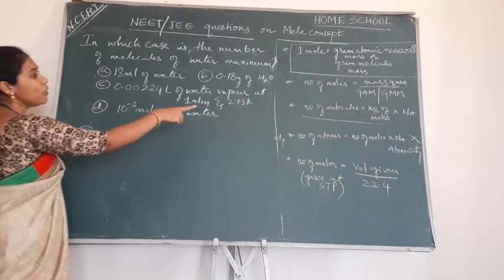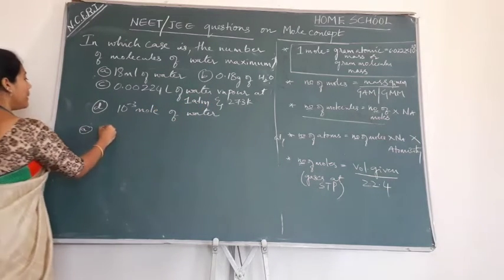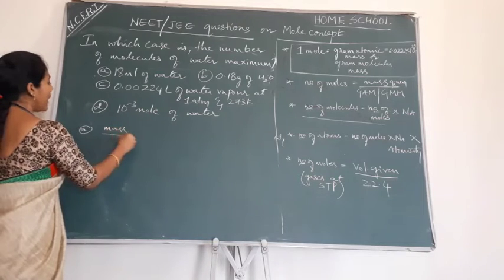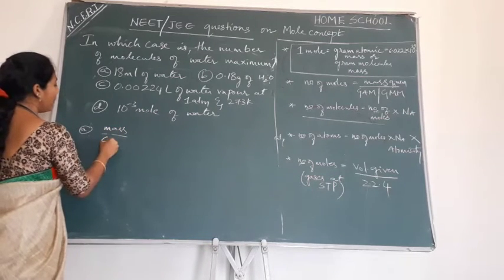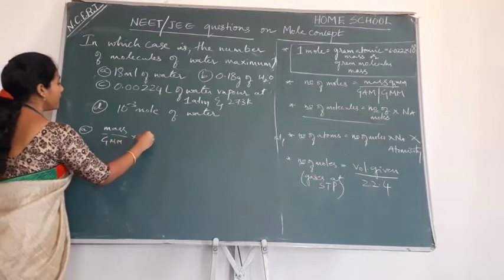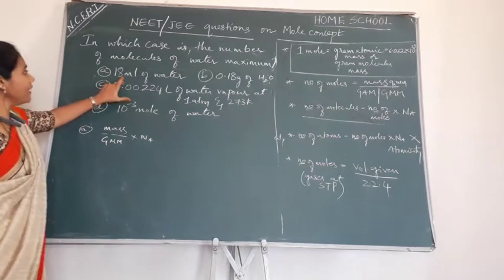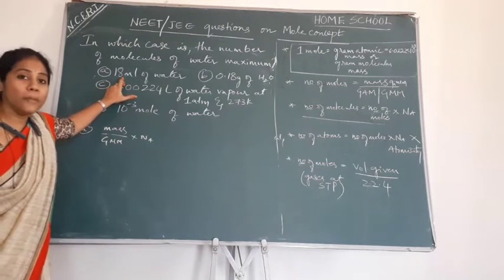Okay, number of moles into Avogadro number. Number of moles is what? Again, mass by gram molecular mass into Avogadro number. No, mass is not given in the question. No, 18 ml. Volume is given.